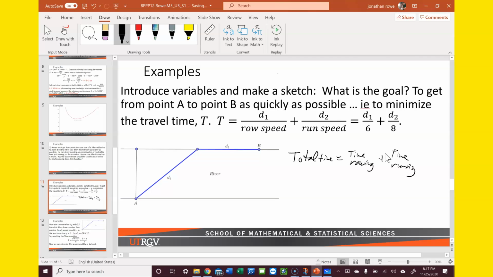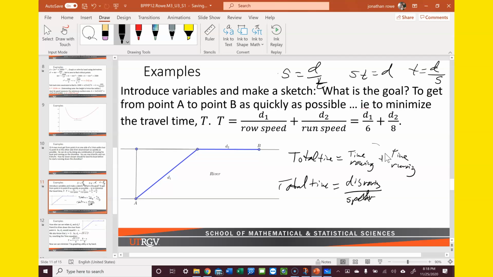And we know from physical science that speed equals distance over time, or if we solve that for time, we could say speed times time equals distance, or we could say time equals distance over speed. So that I can now say that the total time is equal to the time rowing, which is going to be the distance rowing divided by the speed rowing, plus the time running is going to be the distance running divided by the speed running. Pardon my terrible handwriting. I think you get the picture.